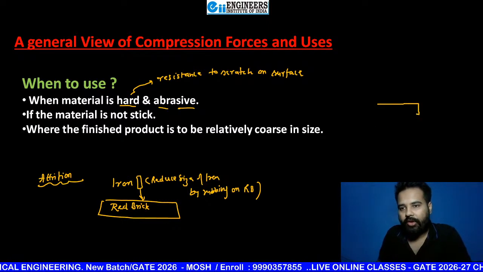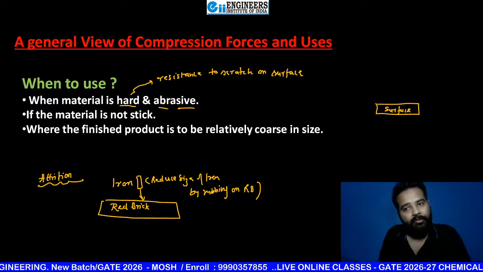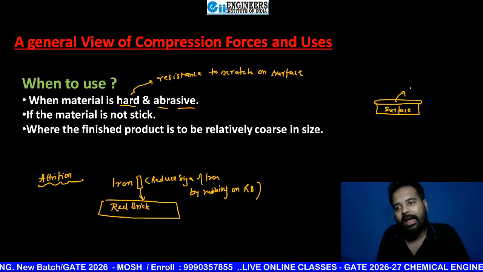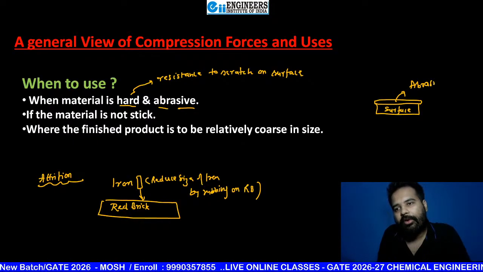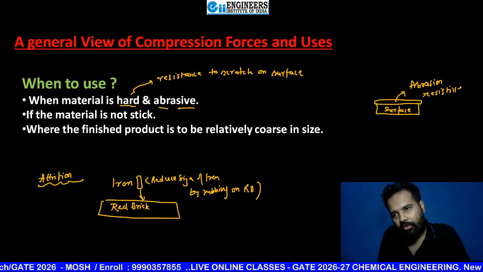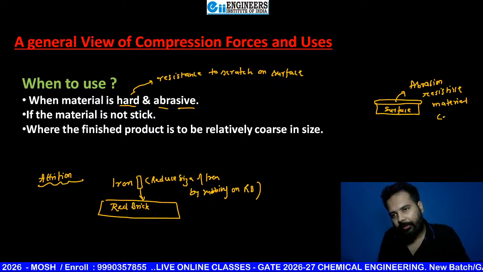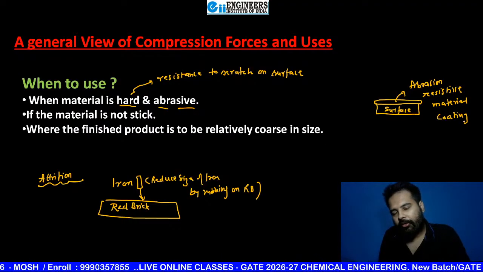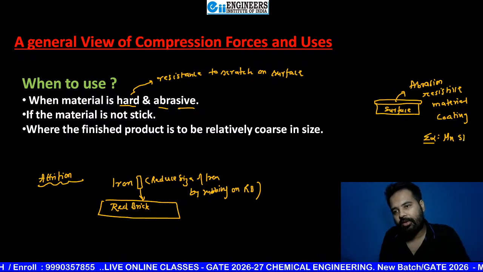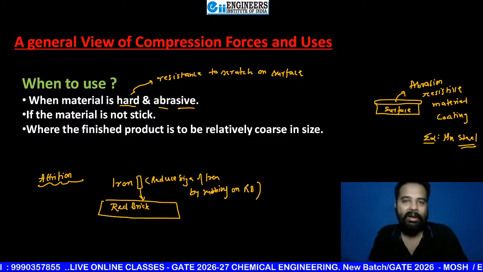Suppose this is your surface on which you want to rub some feed particle, then put one layer here. What is this? This is abrasion resistive material coating. If you want to take one example, my dear students, then the beautiful example is manganese steel. Manganese steel is used as a coating in lots of equipment.